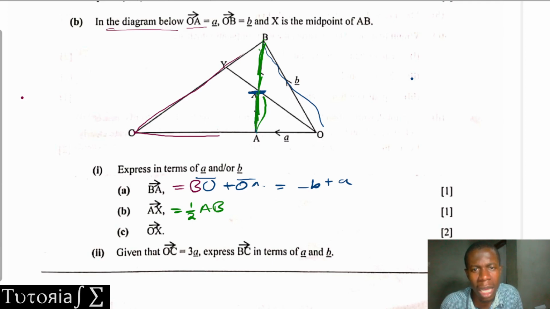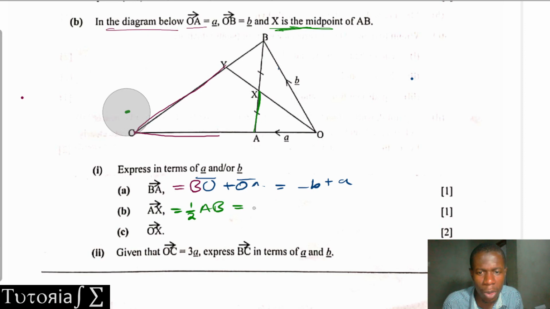So this and this are the same length, so we can say AX is just half AB because it is the midpoint there. Which is equal to half A minus B. So this is the same thing as starting with a positive A minus B. Okay, so that's how you're supposed to work out this one.